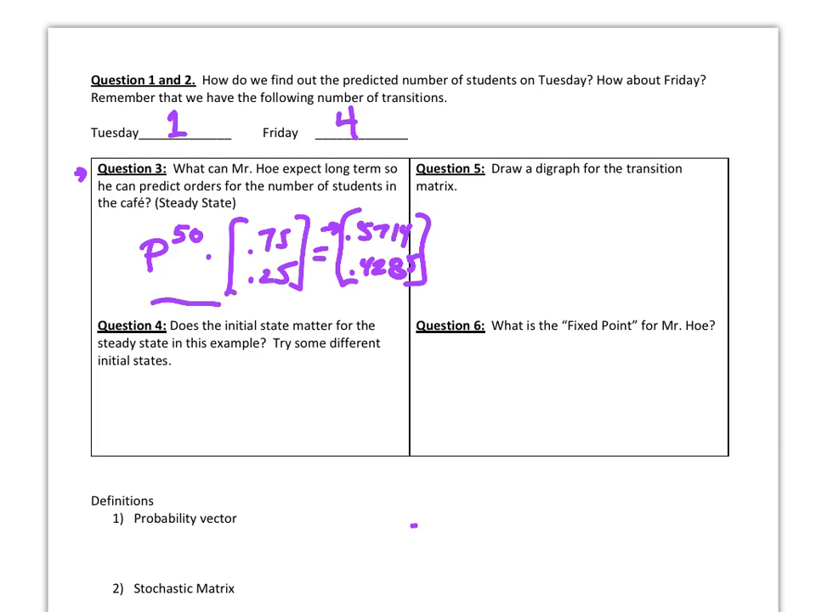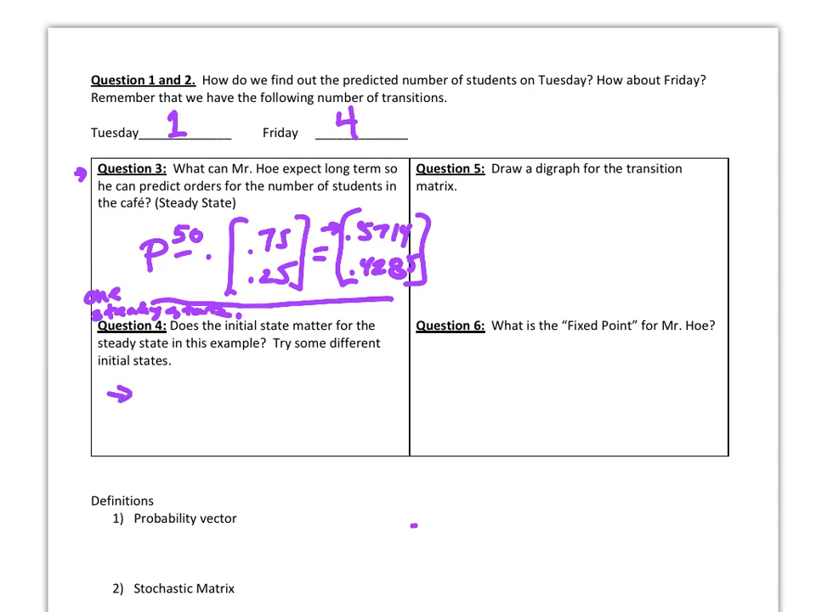Now this method works as long as we have one steady state. This goes back to what we did with the recursive formula before. We can raise it to a high power as long as we get one steady state. If we have multiple steady states, this might be a problem. You might have to raise it to some different values, and we'll also look at another time how to solve for this.